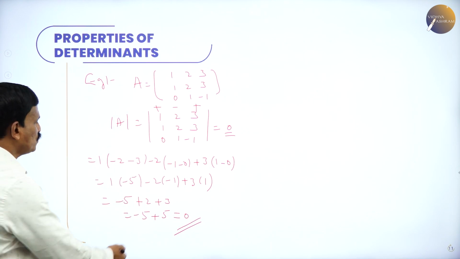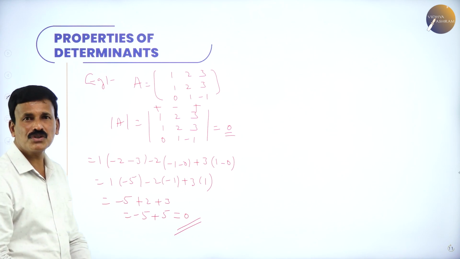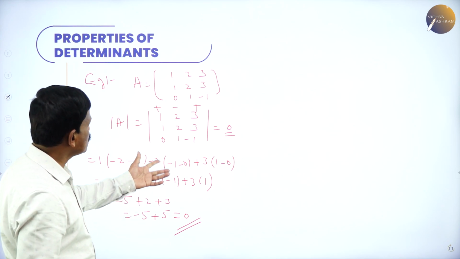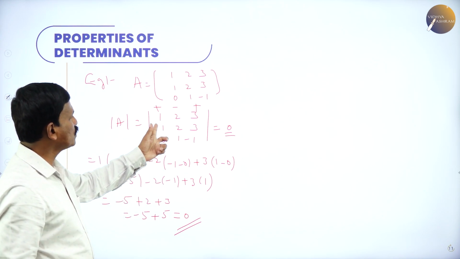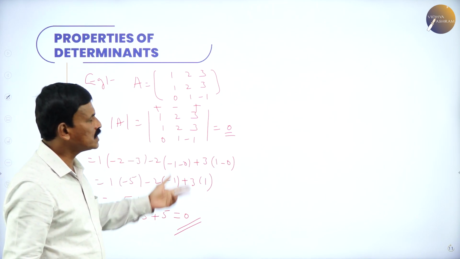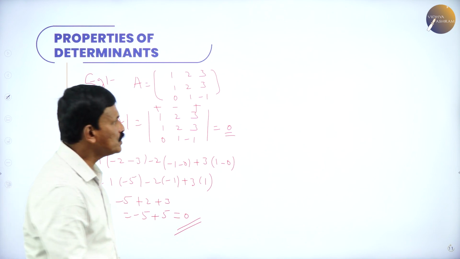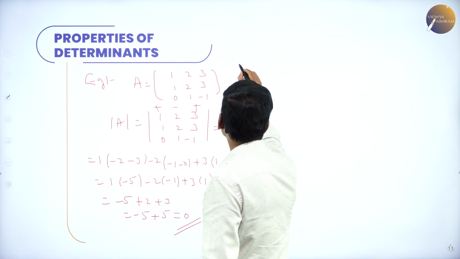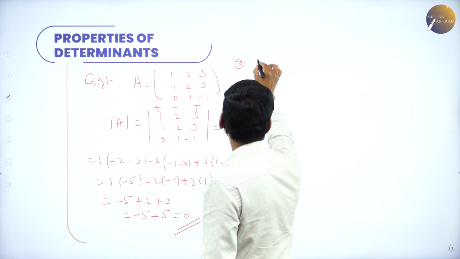So there is no need to expand this, since you know the property. If you know the property, straight away you can write the value of this determinant is equal to 0 because first and second row are same. Even if you know this, suppose one more example I will take.